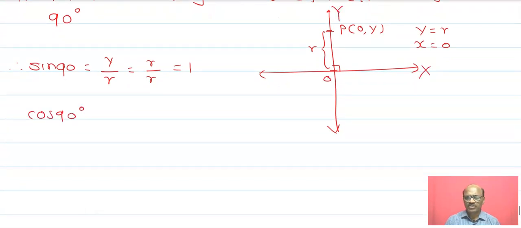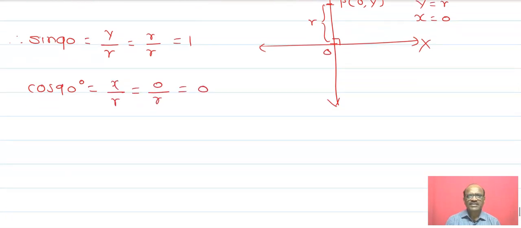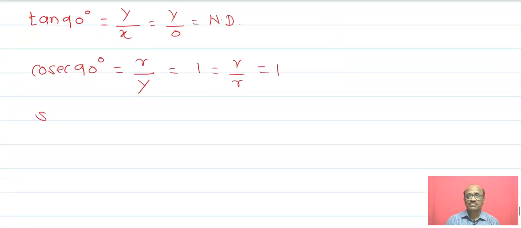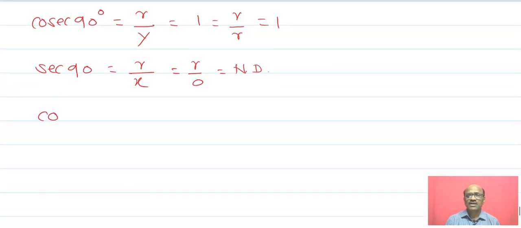To remember actual trigonometry, you must know this type of figure. Now sin 90 means what? The definition of sin theta is y upon r, and y is equal to r, that is r upon r. Now these are the values. Tan of 90 is y upon x, the value of x is 0 and it is not defined. Cosec 90 is r upon y, that is 1. Sec 90 is r upon 0, which is not defined. Cot of 90.